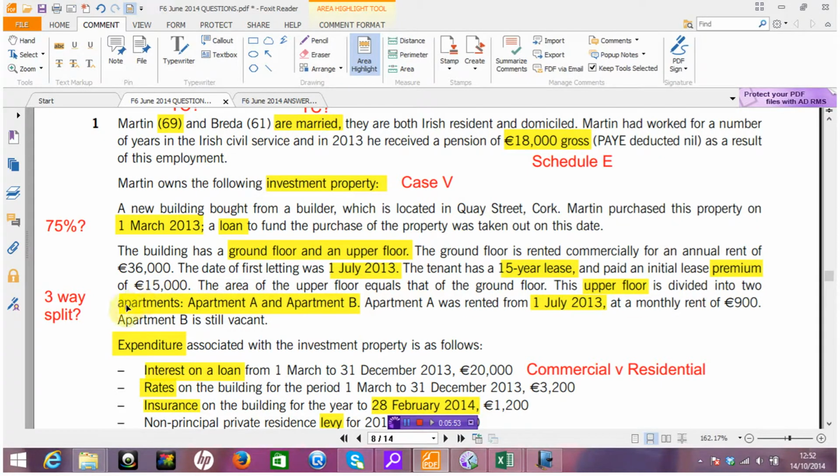We see that the upper floor is split into 2 apartments, which should be thinking back to this 75% element of the loan, and we'll see that apartment A is rented from the 1st of July also. Apartment B not rented at all. So remember our issue with regard to allowable expenditure post-rental.